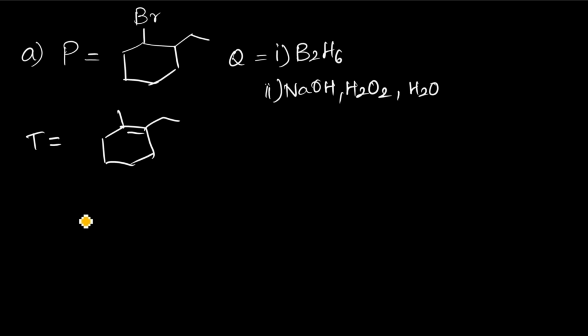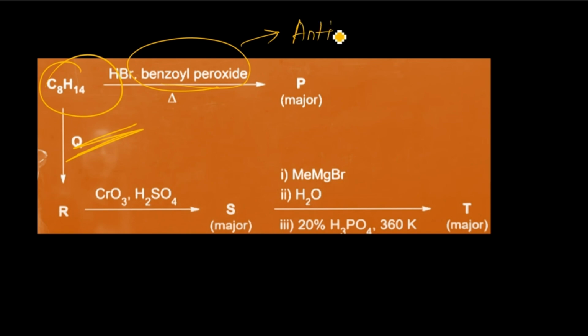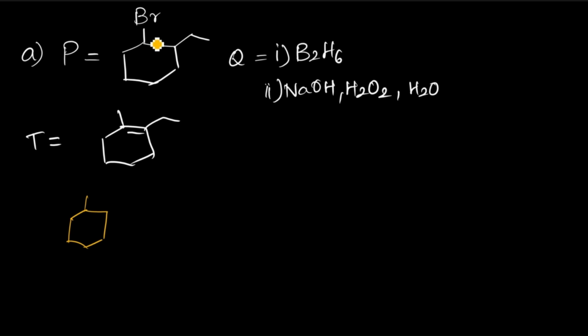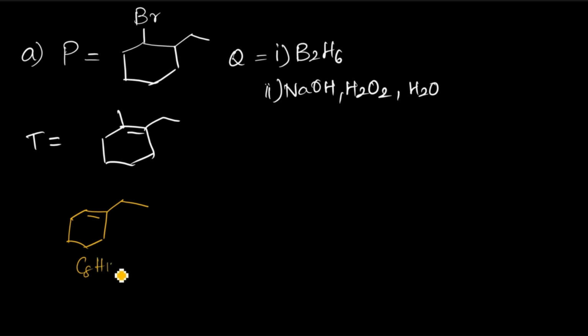Here I am having P as Br in this position. So we don't know Q. Benzoyl peroxide is used, which makes it anti-Markovnikov. Right? So anti-Markovnikov means the Br, the negative part, will get added to the carbon with more number of hydrogens. Right? So there must be this type of structure. Okay, that's why the Br got added over here. So this is our C8H14. So this is forming P in the option.